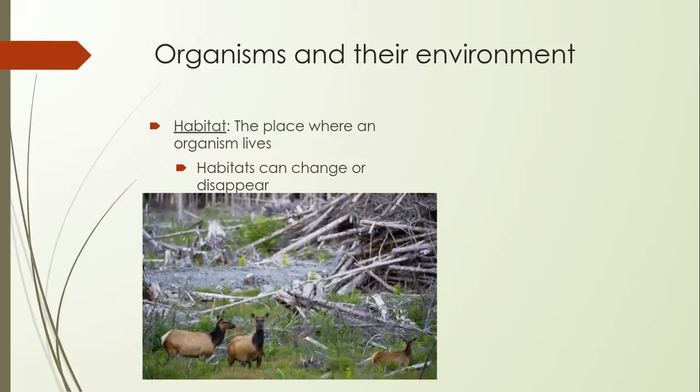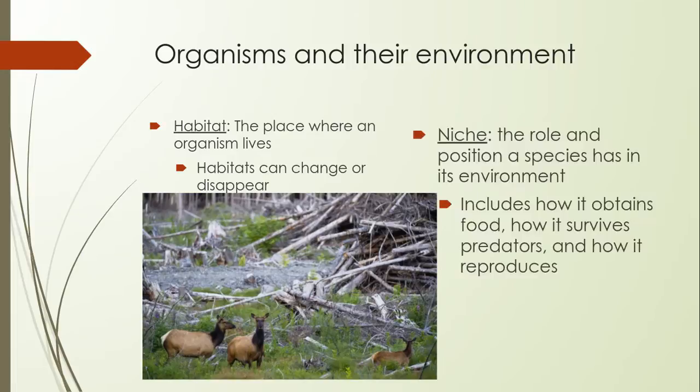Now, talking about organisms in their environment, one of the things we've got to talk about are some terms here. The first one here is called habitat. And a habitat is literally where the organism lives, right? So I like to think of it as its zip code. Where do we find this particular organism? Now, habitats can change, they can disappear, they can be natural or, of course, man-made or human-made. And so habitat is nothing more than where an organism lives.